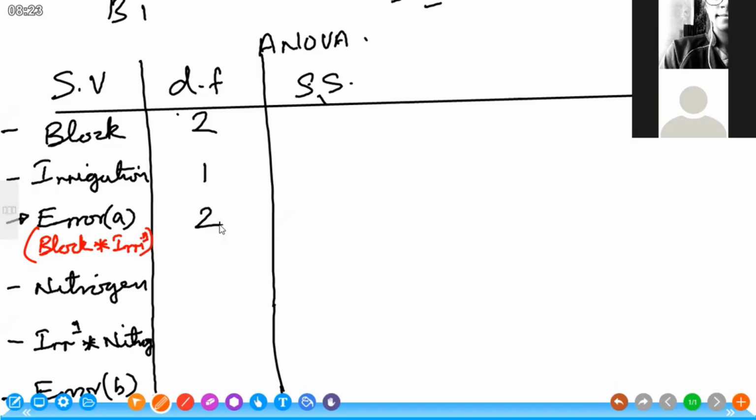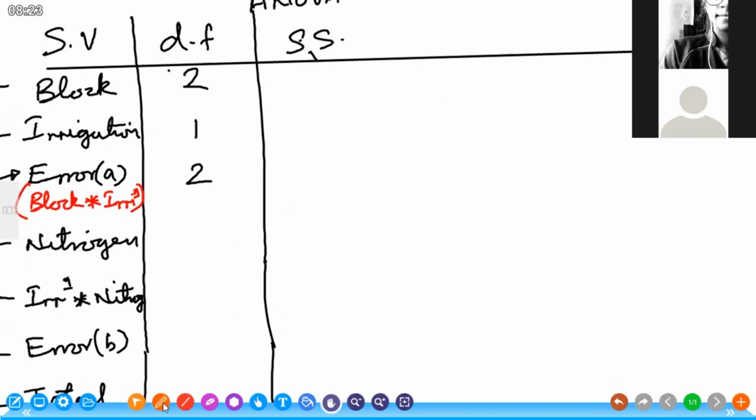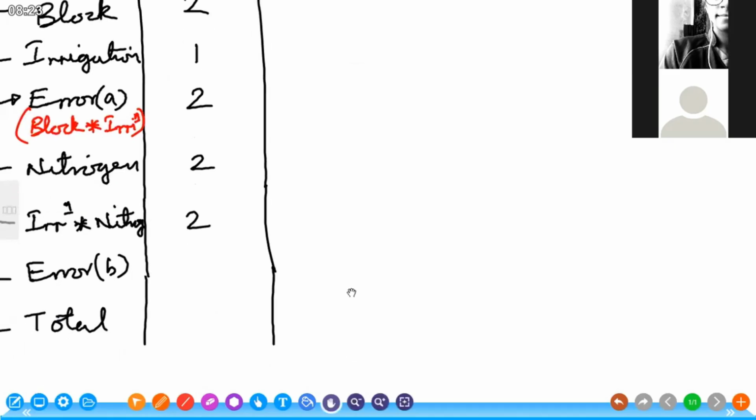Right. Anyone? What is the degrees of freedom of nitrogen? 2, because it has 3 levels, so 3 minus 1 is 2. So irrigation into nitrogen? 2. What is the total degrees of freedom? 17. So that means 18 minus 1, A B R minus 1. Right. What is the error degrees of freedom?